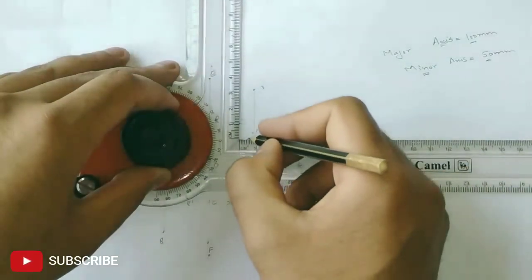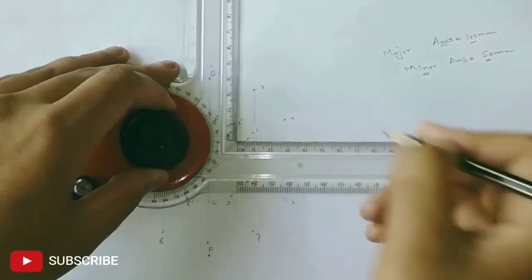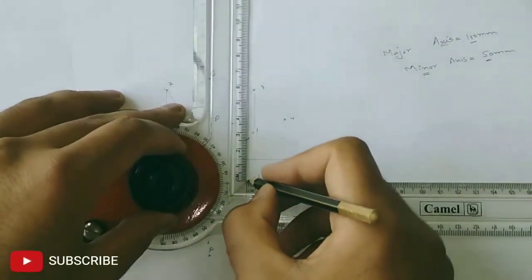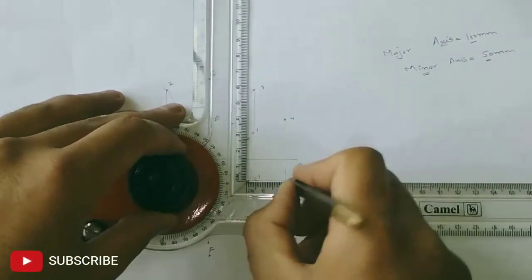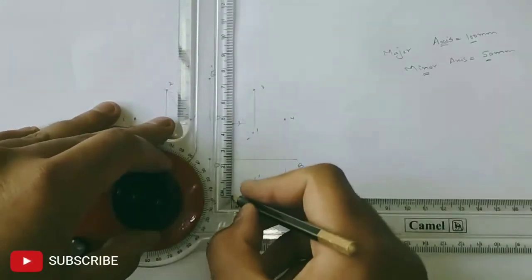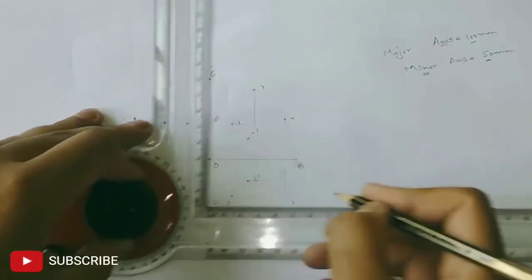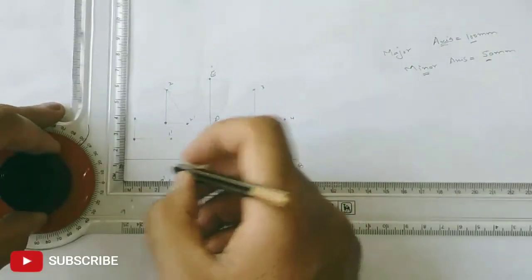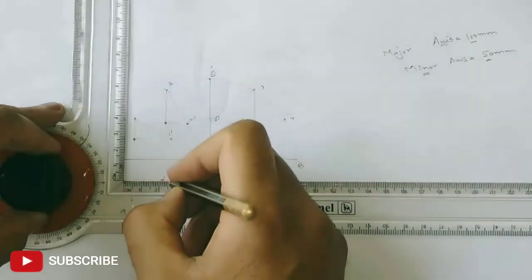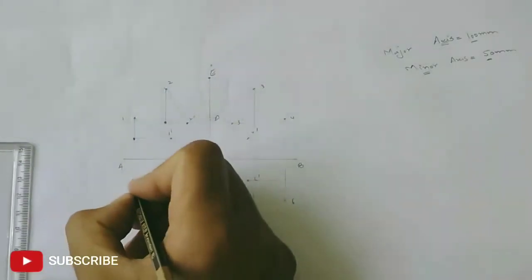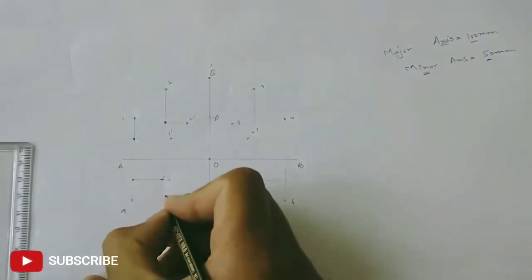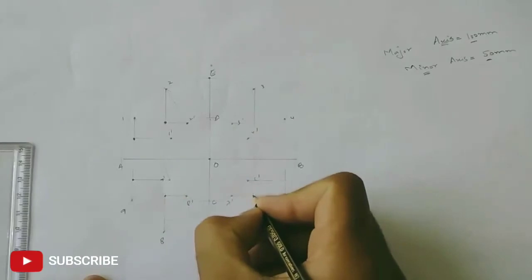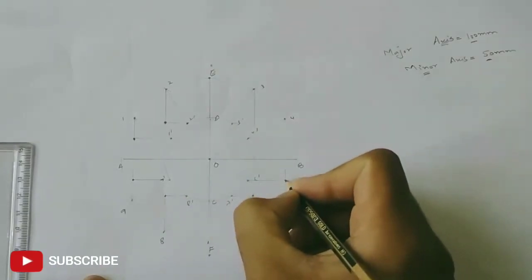I'll go to 4 dash and 4. I'll go to 6 dash and 6. I'll go to 7 dash and 7. I'll go to 8 dash and 8. 9 dash and 9. You need to mark those points because these points represent the points of your ellipse.